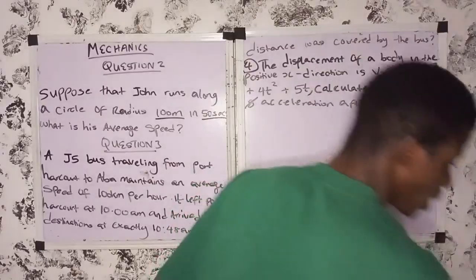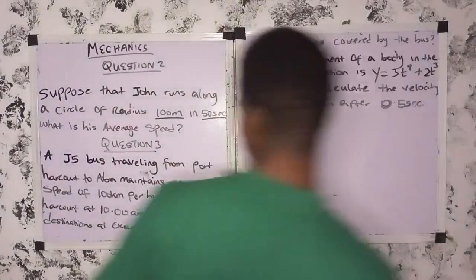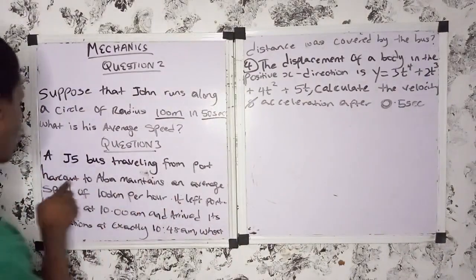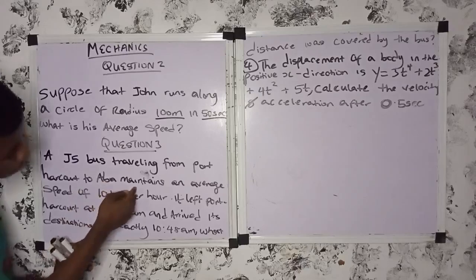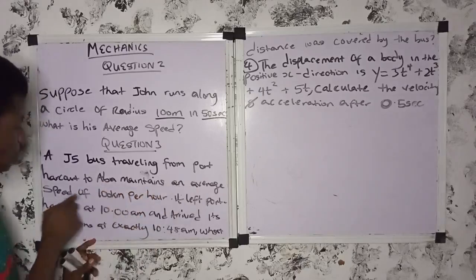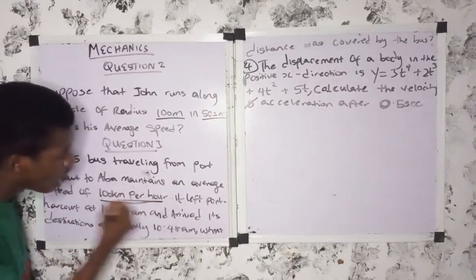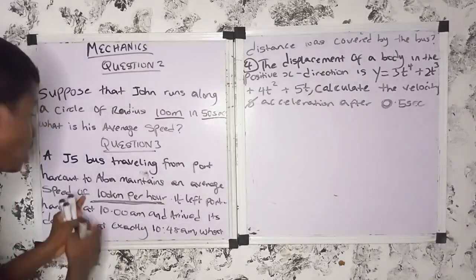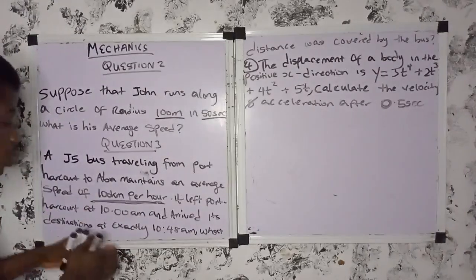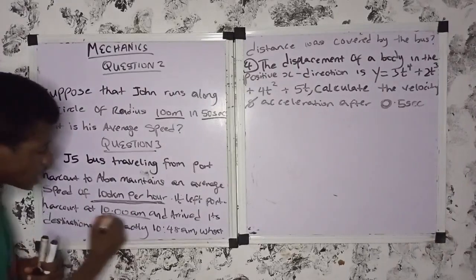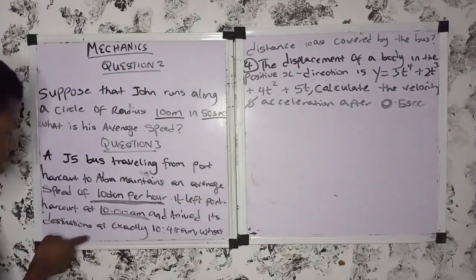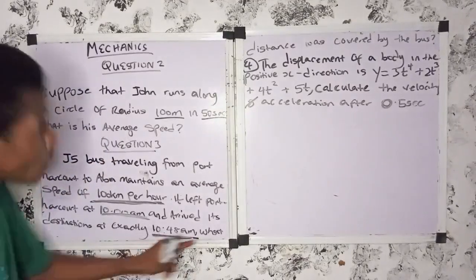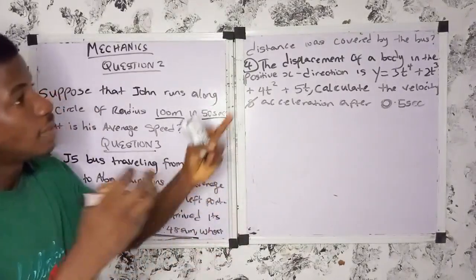The third question is quite tricky, but it's very easy. Now, a J5 bus traveling from Port Harcourt to Aba maintains an average speed of 100 km per hour. This is the speed. It left Port Harcourt at 10 a.m. and arrived at its destination at exactly 10:45 a.m. What distance was covered by the bus?